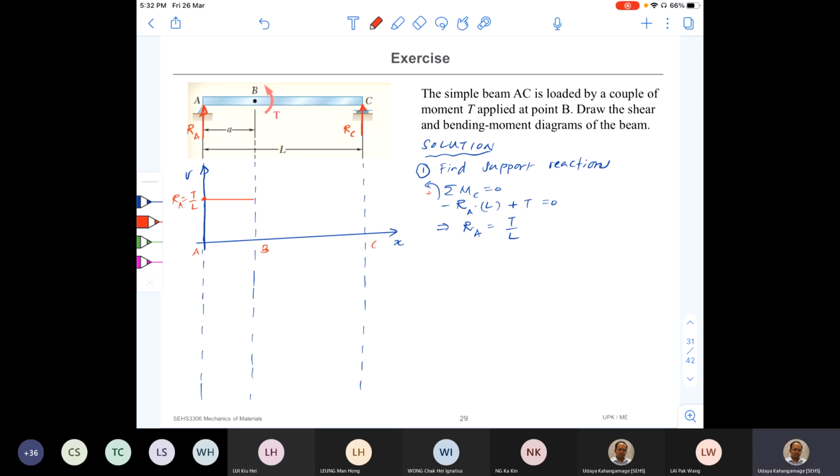And how about B to C? You cut the beam at any point here and then draw a free body diagram and see what is the shear force, let's say this is point 2. Right? So what is the shear force inside? Again, you will find that because T is not going to contribute to shear force, it creates a bending moment only, right? Still, shear force is T over L. So in fact, this shear force remains the same.